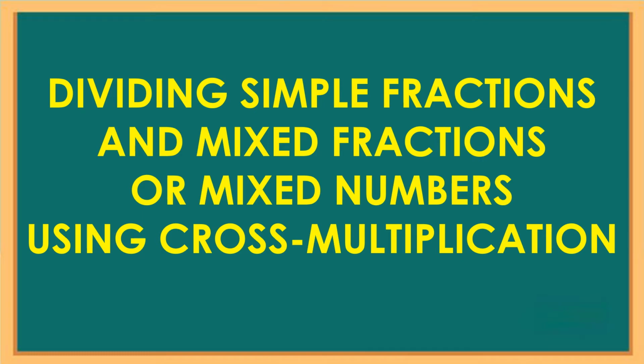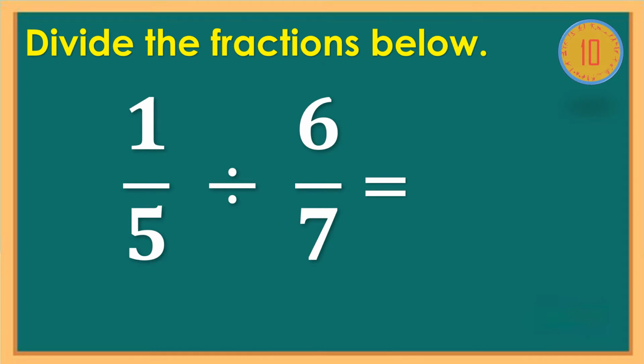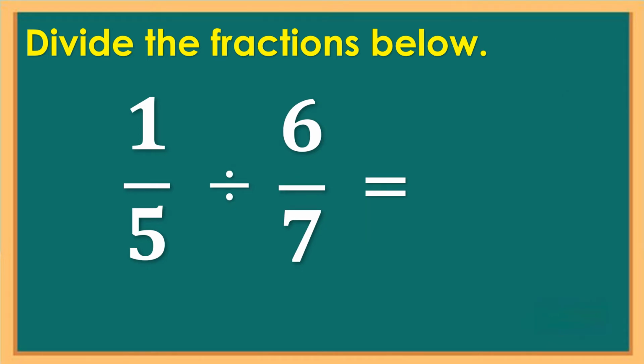Dividing simple fractions and mixed fractions or mixed numbers using cross multiplication. Let us try this. Divide the fractions below. 1/5 divided by 6/7. Let us have the reciprocal of 6/7, which is 7/6.